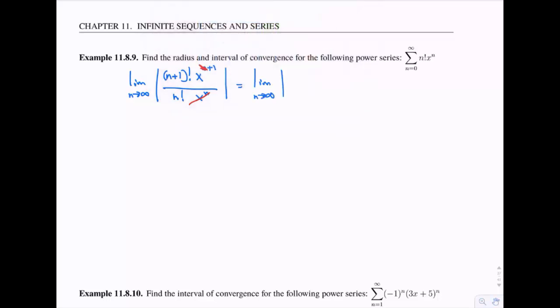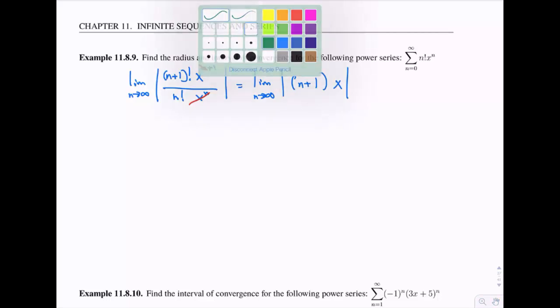And the factorials, right? The factorials should cancel a little bit. So n plus 1 factorial, remember this is the same thing as n plus 1 times n factorial. So in fact, the n factorials would cancel and I just have n plus 1. We've seen this trick a few times.